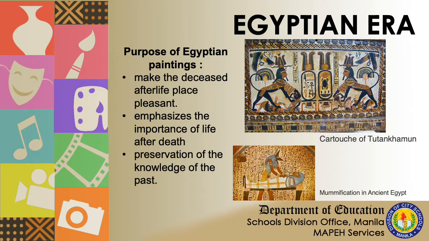Another era under the ancient era is the Egyptian era. The purpose of Egyptian paintings is to make the deceased's afterlife place pleasant. It emphasizes the importance of life after death and the preservation of knowledge of the past. An example of this is a cartouche of Tutankhamun and the mummification of ancient Egypt.